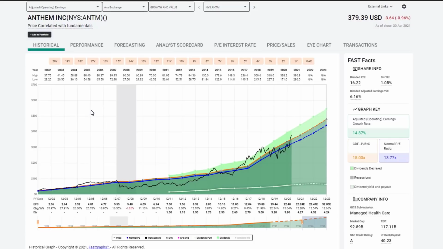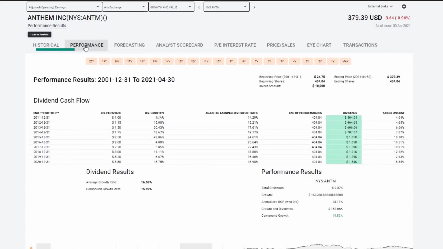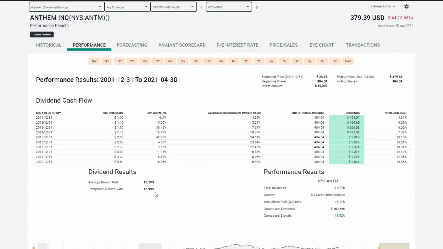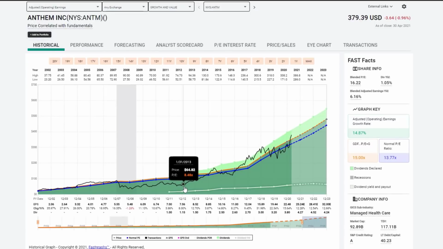So let's start with Anthem. This is a stock I've talked about quite a bit. It has a blended adjusted earnings yield of about 6.16%, moderate dividend yield. But the dividend growth record, which I want you to notice they've only been paying a dividend since 2011. So when I do performance and focus on the growth rate of the dividend, the average growth rate's been about 16.59. The compound or CAGR average growth rate has been 15.999. So roughly 16% dividend growth. I think that's the important factor here.